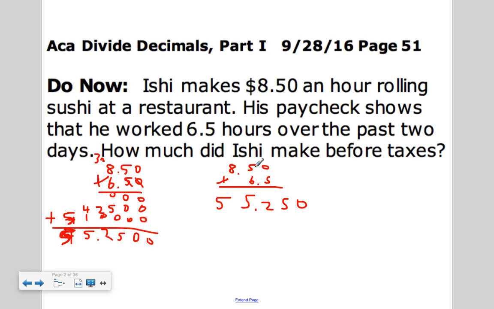Or, I like this way. This is the hundredths place. This is the tenths place. Hundredths times tenths is thousandths place. So I knew this should be in the thousandths place.